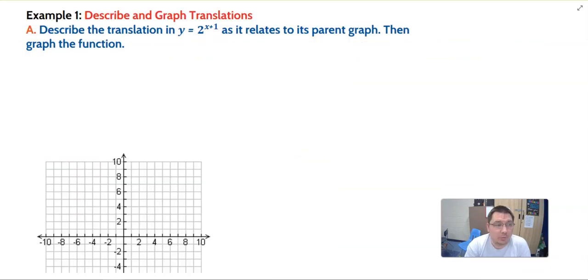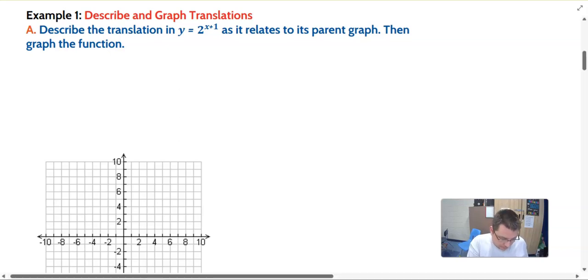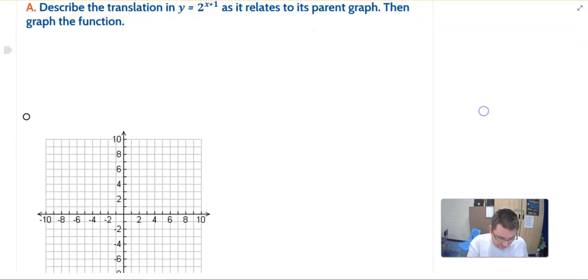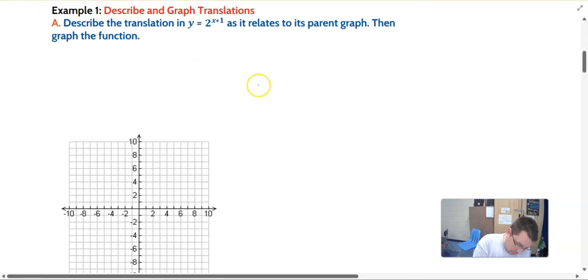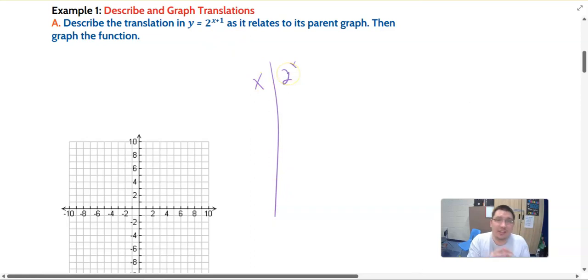In example 1, we're going to describe the translations that happen in y is equal to 2 to the x plus 1 as it relates to the parent graph, and we're going to graph this function. All right, so first off, we need to know what the parent function is for this. So we have x, and we're going to do 2 to the x to see the parent function. Then talk about what that plus 1 is going to do.